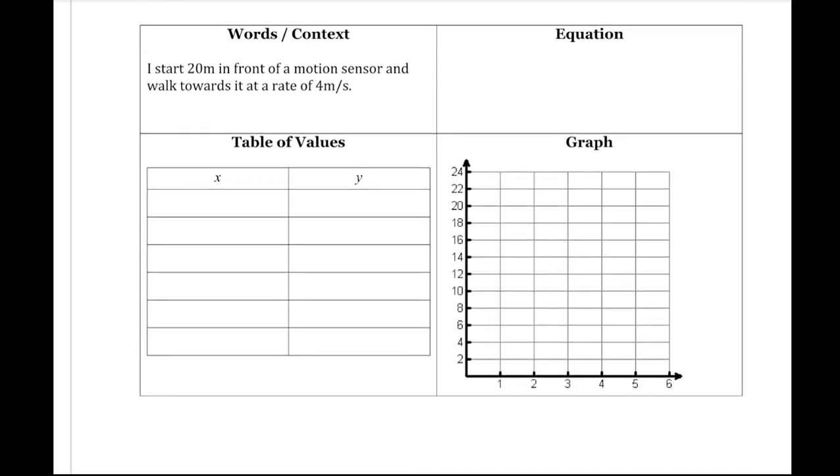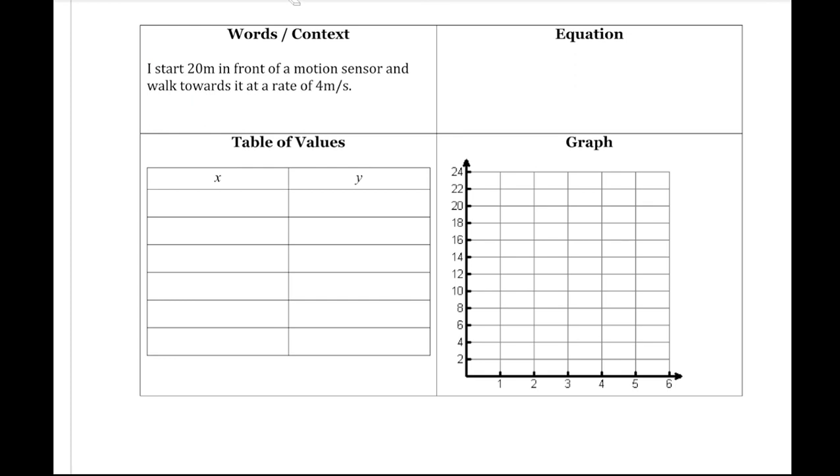The next one, I start 20 meters in front of a motion sensor and walk towards it at a rate of 4 meters per second. So the two key numbers that we want to focus on are the starting 20 meters and the rate of 4 meters per second. Those are the two key things that we want to focus on. Those are our two numbers.